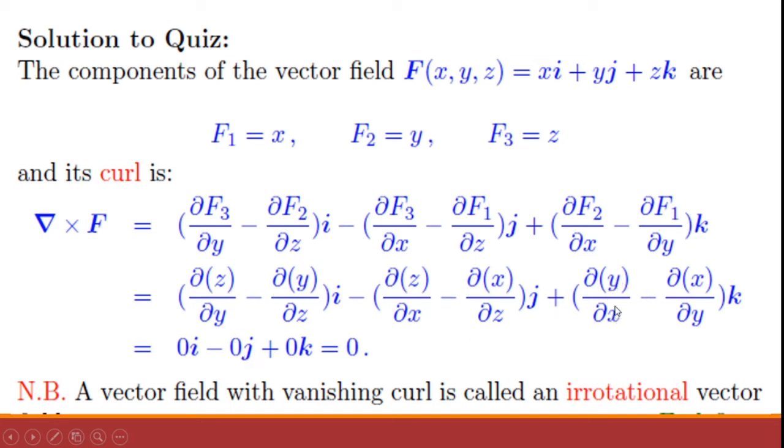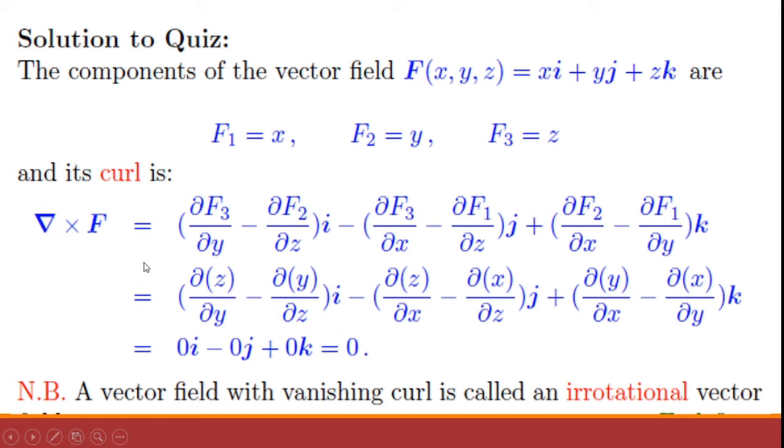Again, the third term, we have to partially differentiate with respect to x, but there is no x term here, so this is 0. Minus, we have to partially differentiate this value with respect to y, but there is no y value over here, so this also becomes 0. Again 0 minus 0 is 0. 0 into k is also 0. So 0 minus 0 plus 0 is 0. So here you see that the curl f value is 0.